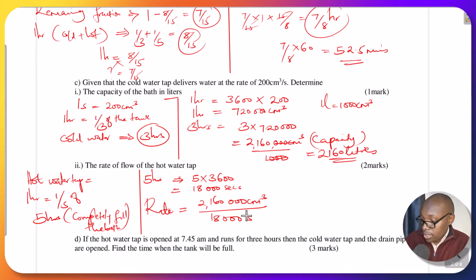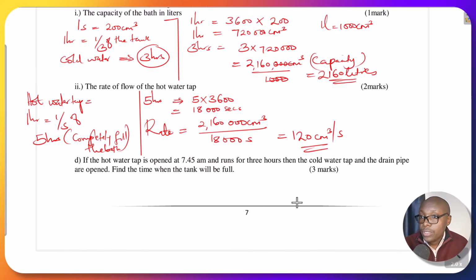So 2,160,000 divided by 18,000. So this will give 120. This will be 120 centimeters cubed per second. That is the rate. We go to the last part.